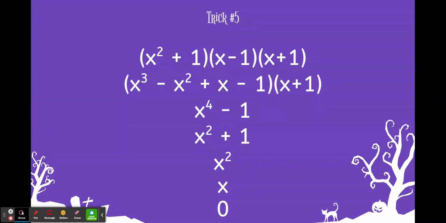So that is the treat at the end of the trick. Hope you enjoyed. That's how it works.